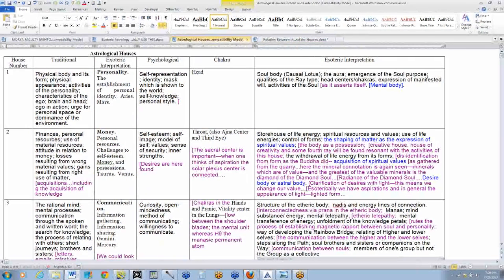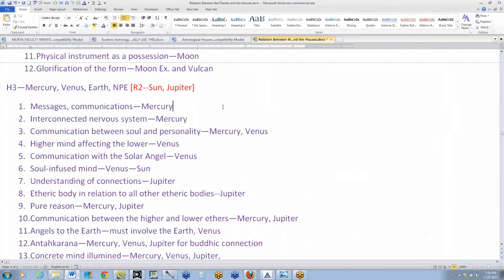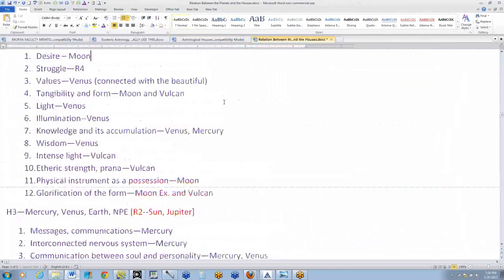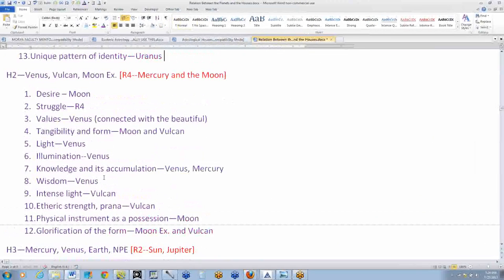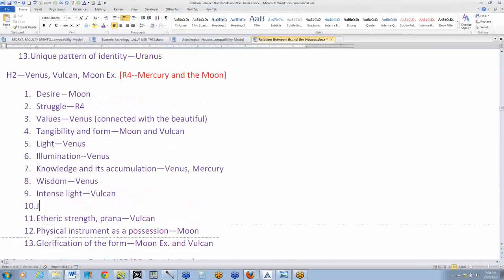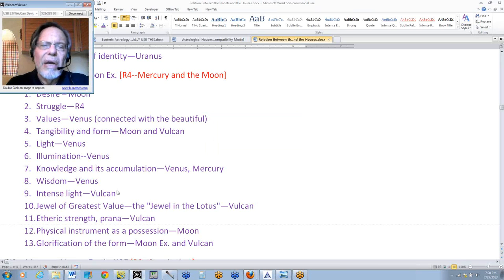Gosh, I forgot that diamond soul, didn't I? In relation to the 2nd house, the jewel of greatest value. Forgive me if I go back up here, but I just want to do that. Intense light, jewel of greatest value. The jewel in the lotus, Vulcan, definitely Vulcan. See, all of this is additive, and as you ponder on it, more things come to you.